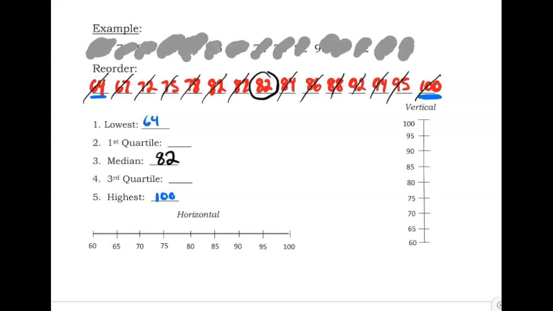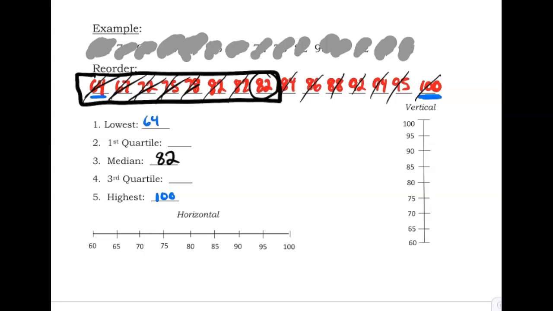So now the first quartile is the median of the lower half. And you include the median in both halves. So now I have, it looks like 8 numbers in that lower half. 1, 2, 3, 4, 5, 6, 7, 8. There is no middle of 8. The middle would be right here. So you have to add up 75 plus 78 and divide by 2 to find the quartile there.